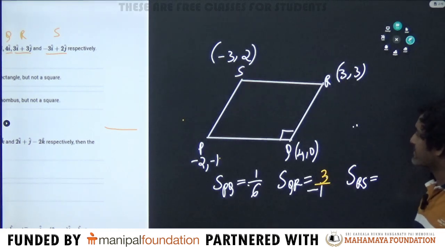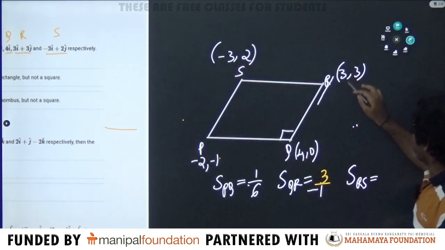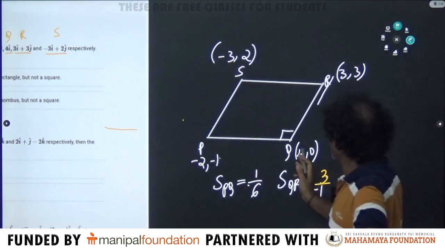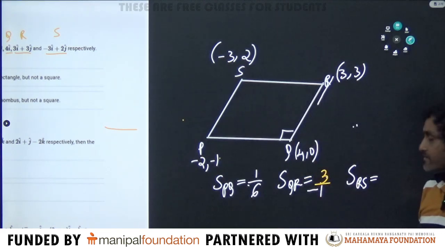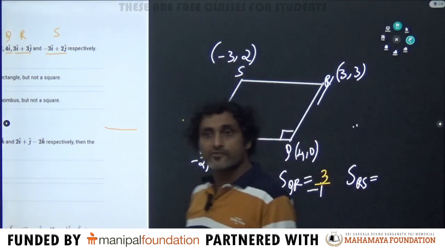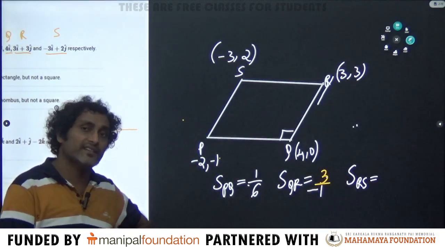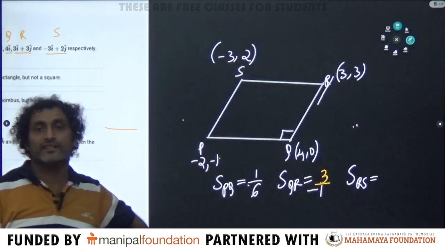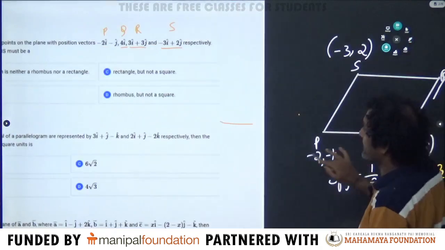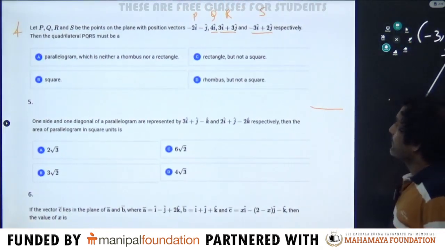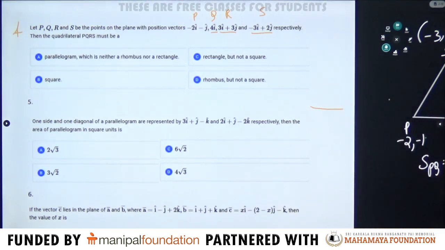For a rhombus, all four sides should be equal, right? You just do this and this. This will be root of 1 square plus 3 square, root 10. This is 4 minus of minus 2, how much? It's 6. See, it became very big. So sides are also not equal. Neither is it perpendicular. So it's not a rectangle, nor is it a rhombus, because sides are not equal. Look at the option: neither a rhombus nor a rectangle. Option 1. Correct?